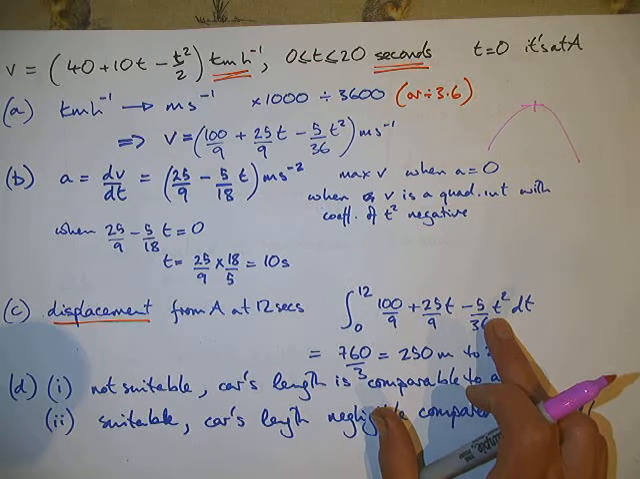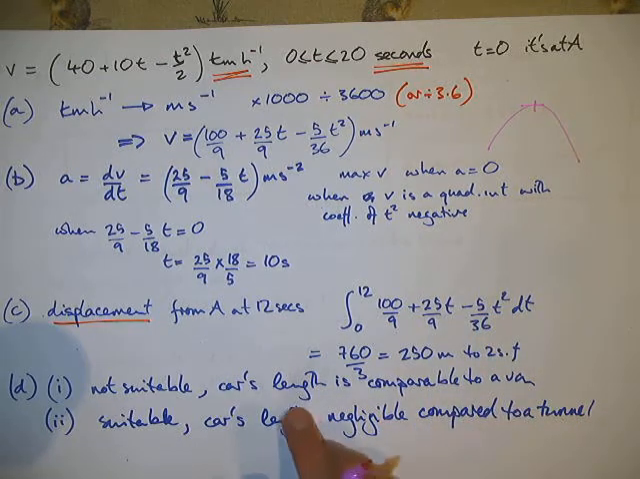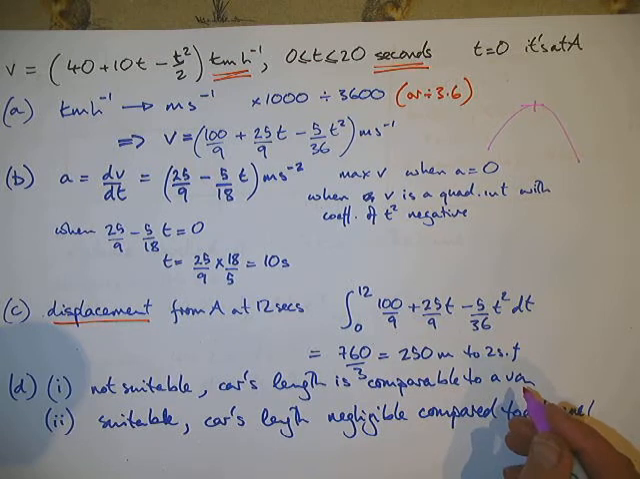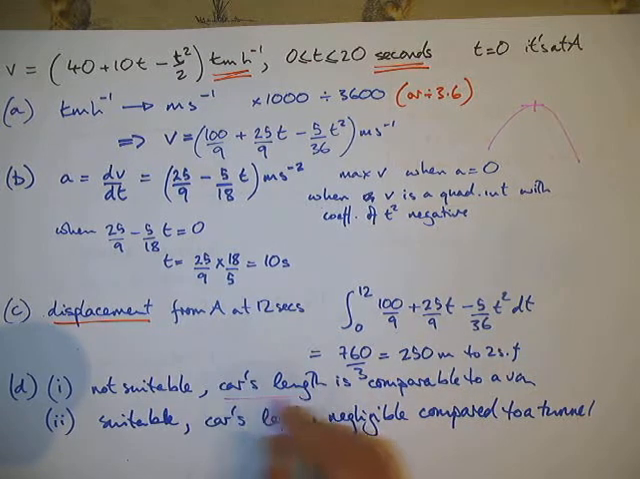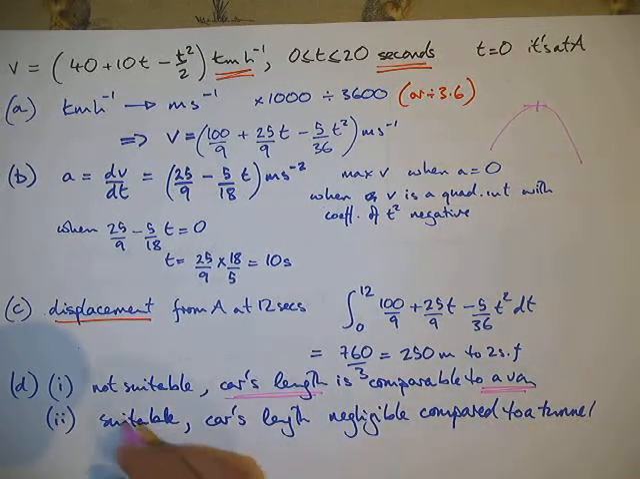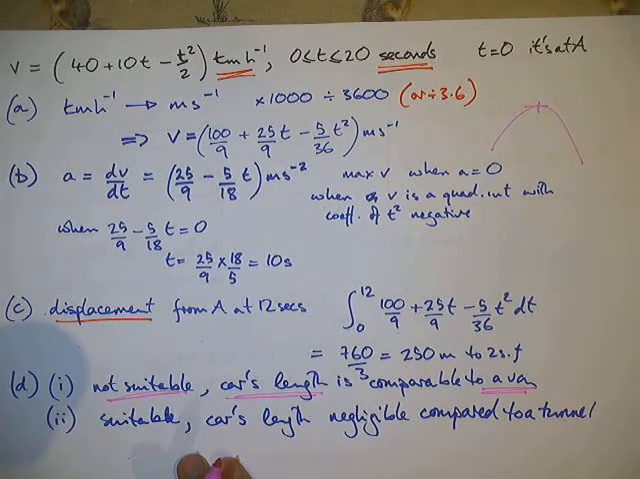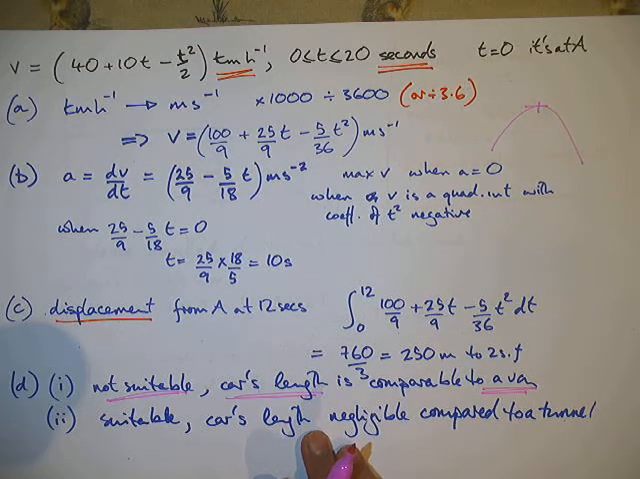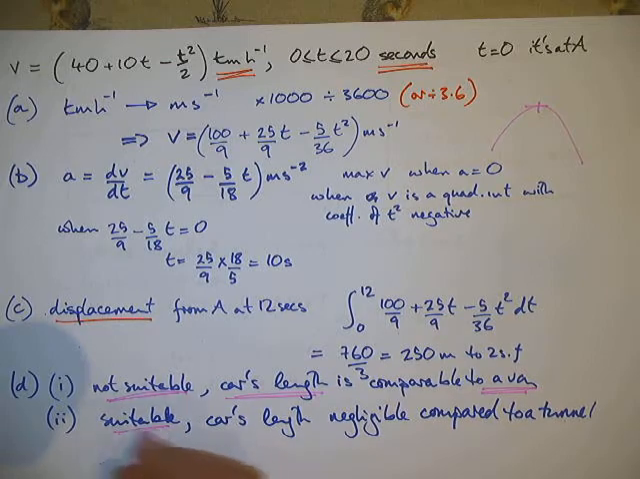Which brings us to part D. If it's modelled as a particle, is that suitable for when it's overtaking a van? It's all about whether the car's length is comparable or negligible compared to the distance it's travelling. Because a car's length is comparable to a van, because these two things are similar, the particle model is not suitable. But if it's going through a tunnel which is 380 meters long, then the car's length is much less than that, and it's negligible. So it is a suitable model for that. So that was question 8.